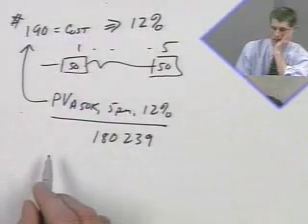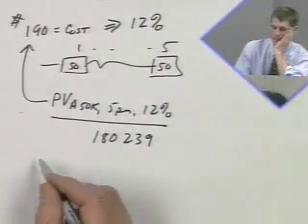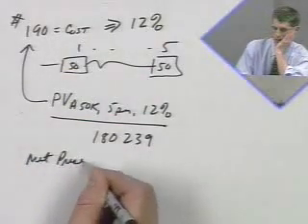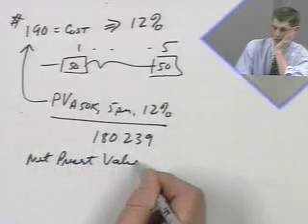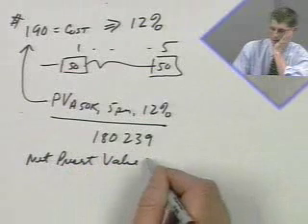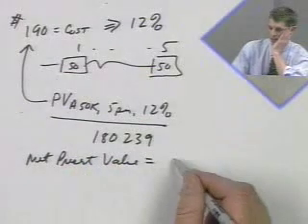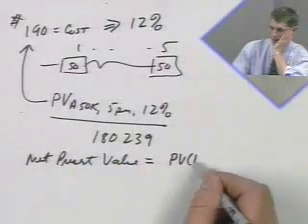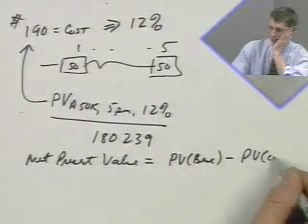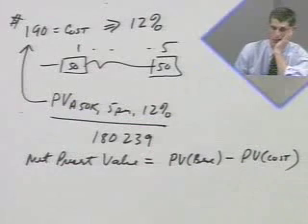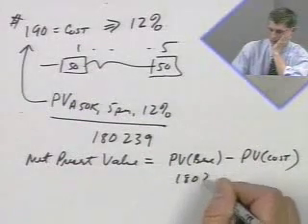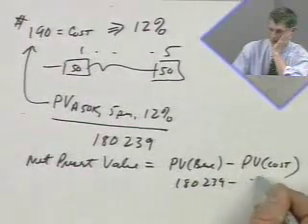Okay. There's a thing called the net present value. And the net present value is equal to the present value of the benefit less the present value of the cost, which in this case is the 180,239 minus 190.